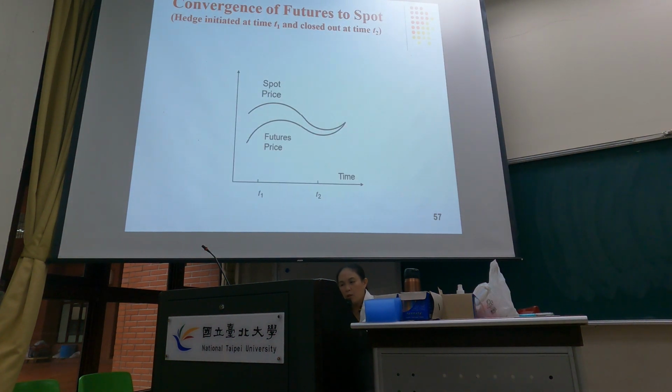Now, the convergence of futures price, we know that already. So, if the S is higher than F, remember what I just said? This is an inverted market, right? Backwardation. But in the end, they will converge to the same point.